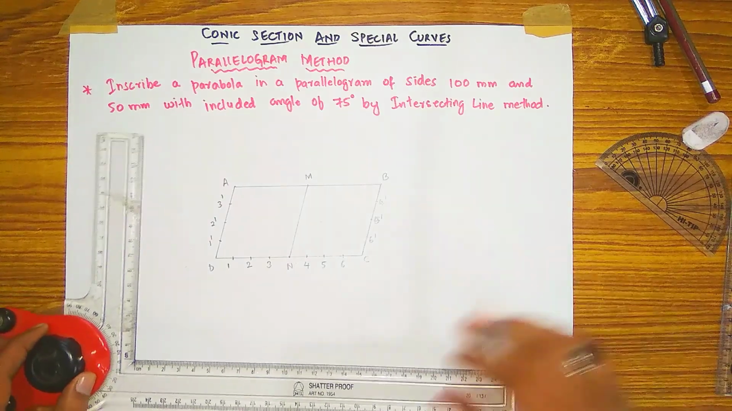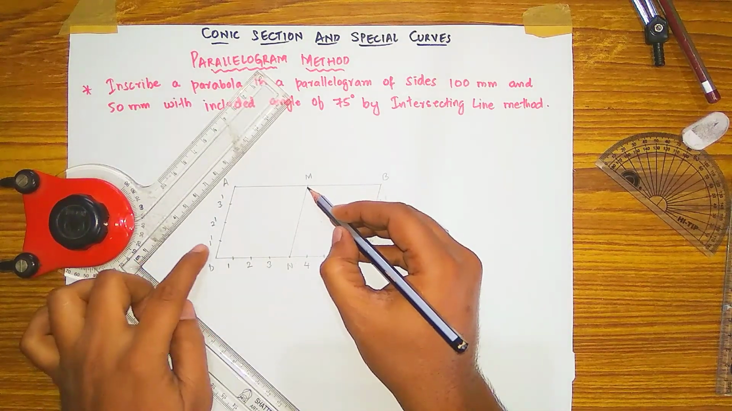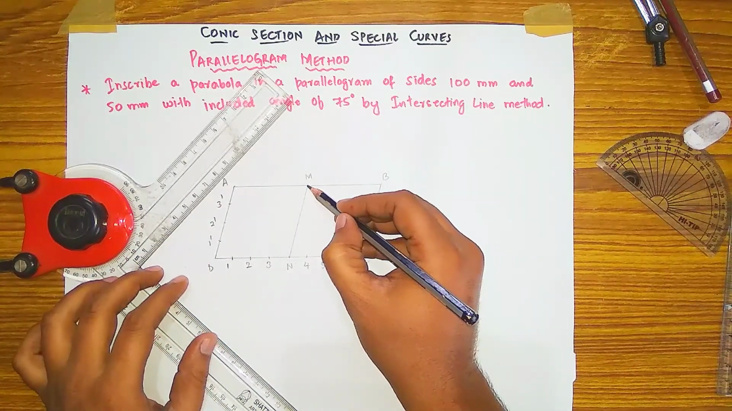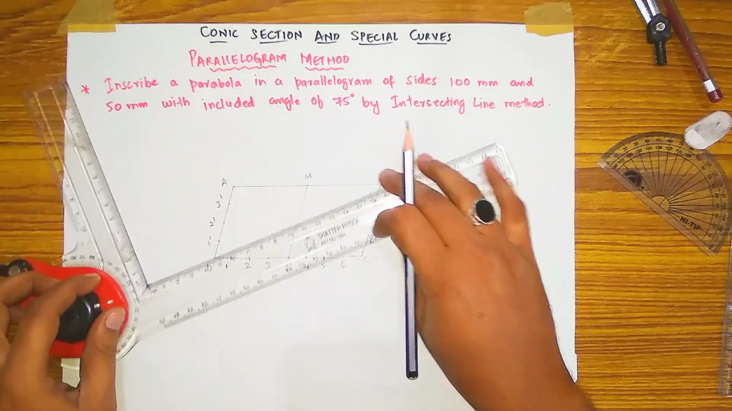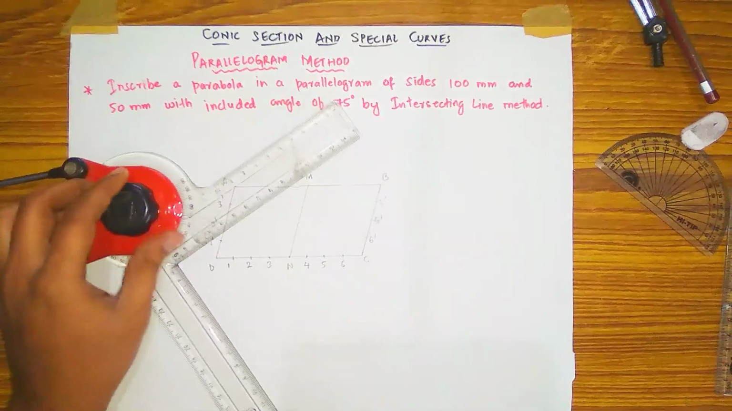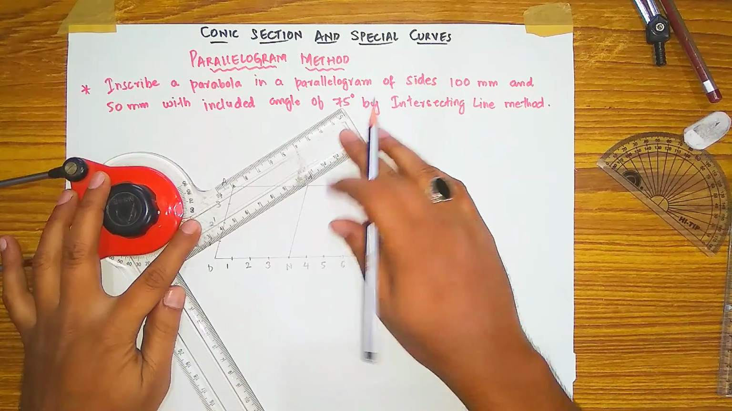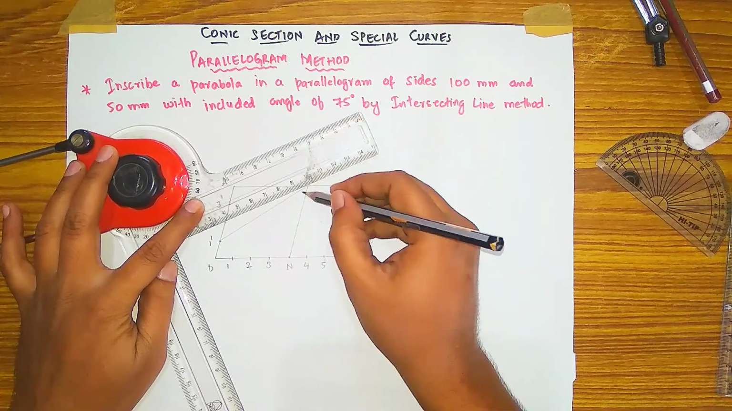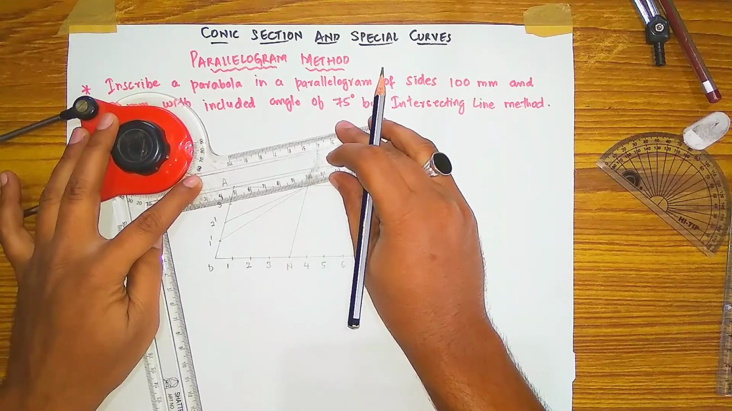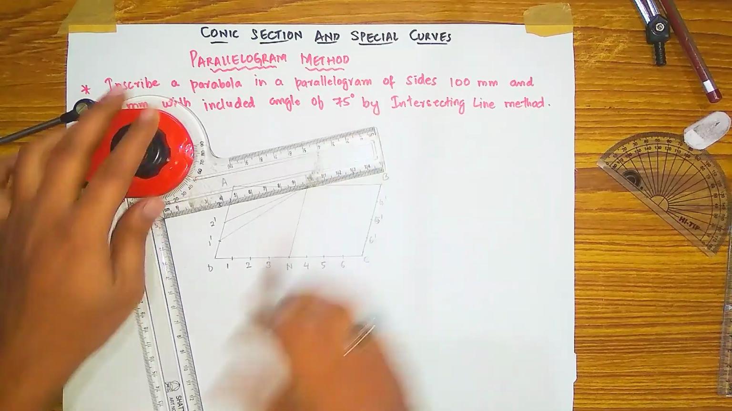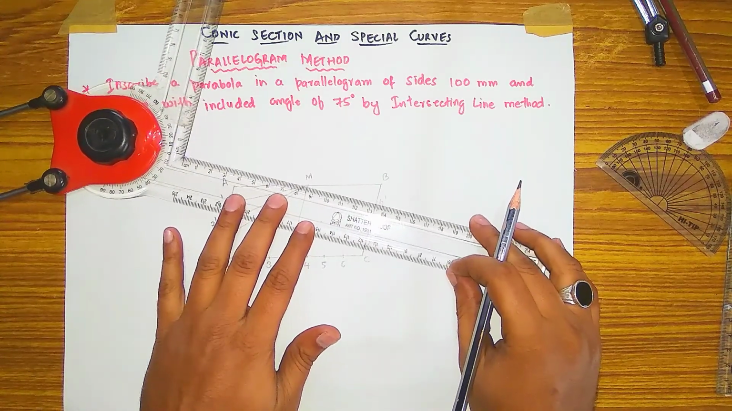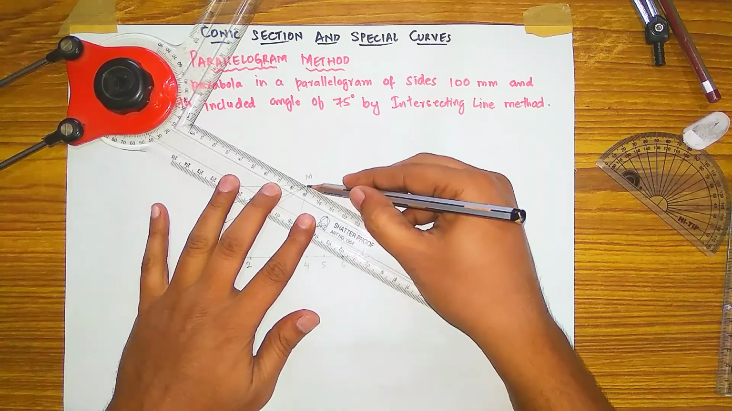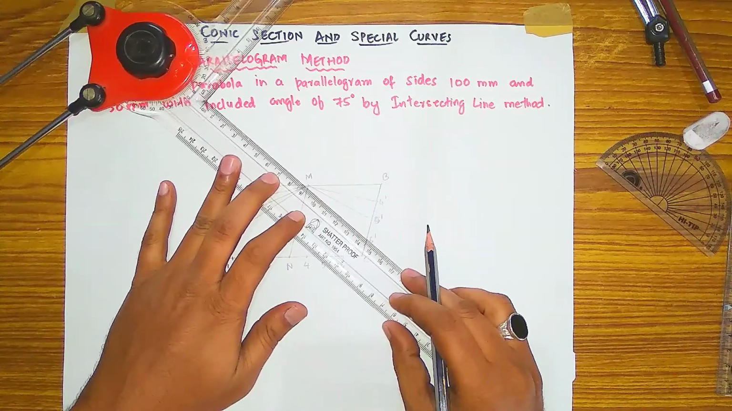Then draw the lines from M to 1 dash, 2 dash, 3 dash, 4 dash, 5 dash, 6 dash respectively. How? I will show you. Adjust your mini drafter from M to 1 dash, then from M to 2 dash, and from M to 3 dash, same for 4 dash, M to 5 dash, and M to 6 dash.